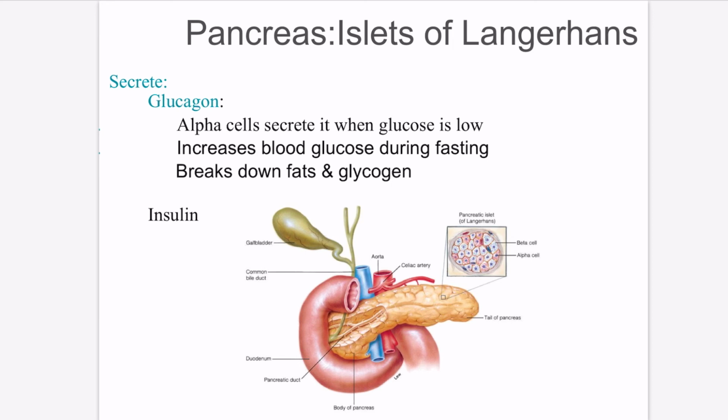And what will happen is the alpha cells of your islets of Langerhans in the pancreas are going to secrete this hormone called glucagon. And what that does is it's going to break down glycogen that is stored in liver, as well as break down adipose tissue to release glucose into the blood. And so this way it will increase blood glucose during fasting. This is a negative feedback loop, right? You start with decreased glucose and you increase blood glucose with the help of glucagon.